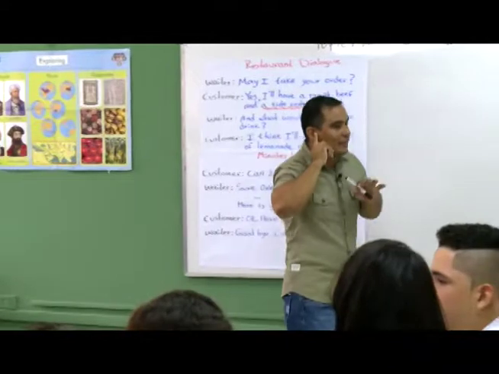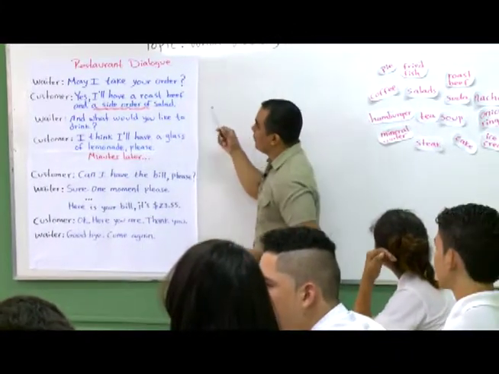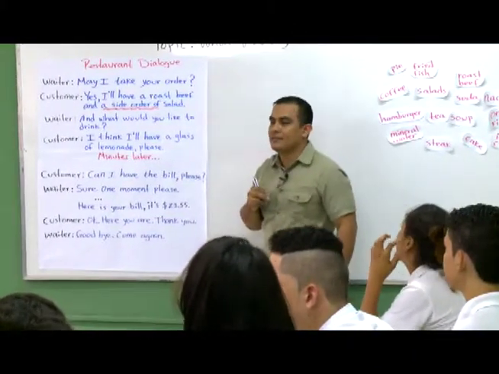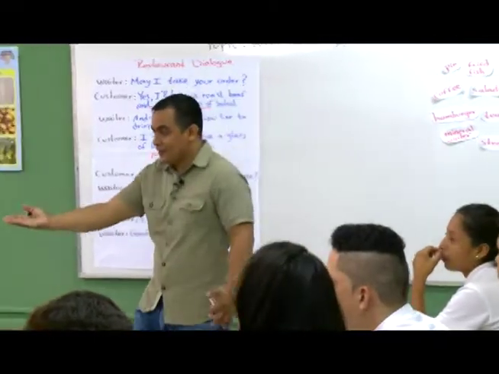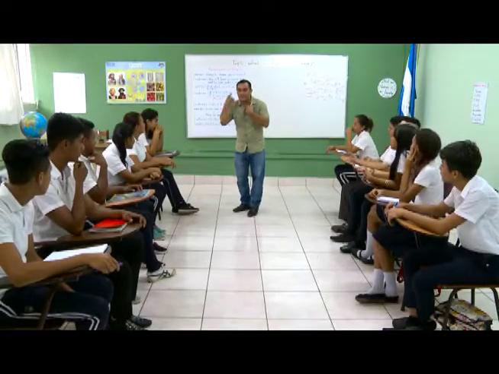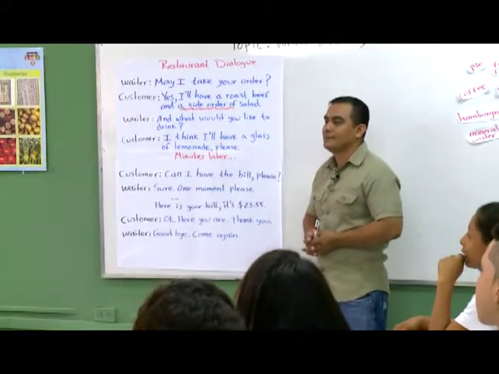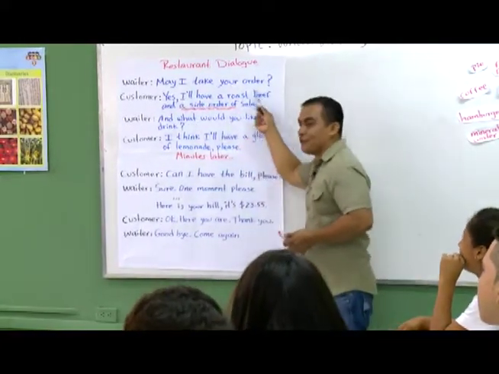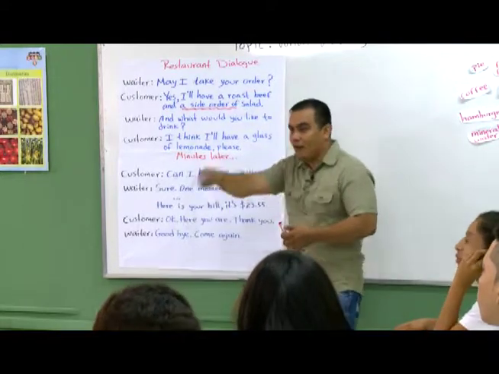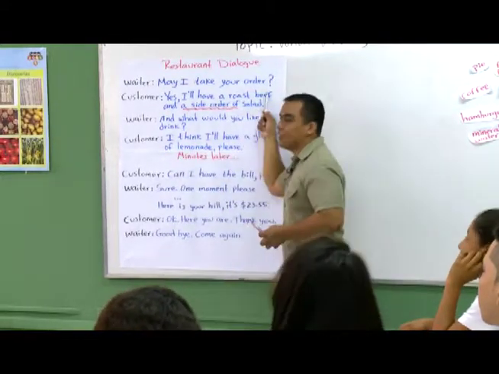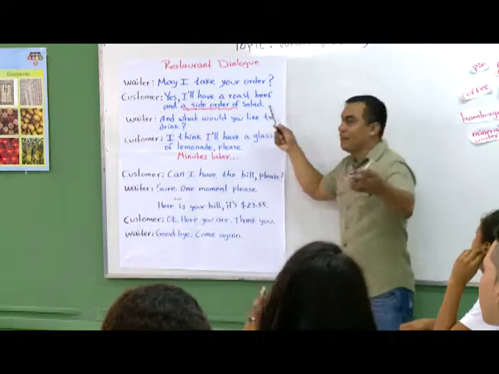So first we're going to listen and repeat. Listen to me and repeat first. Okay. May I take your order? Ah, you are the waiters. So you listen to me and repeat. May I take your order? May I take your order? All of you. May I take your order? May I take your order?